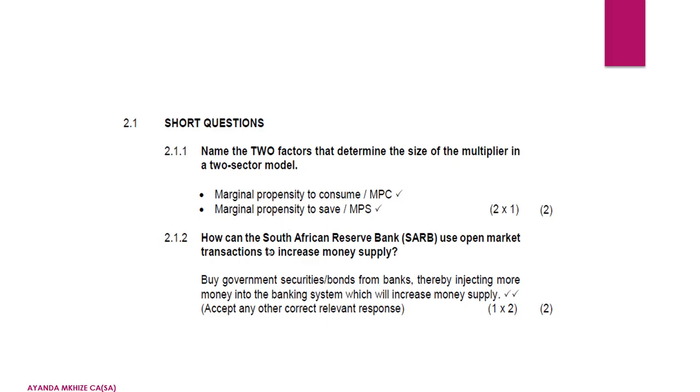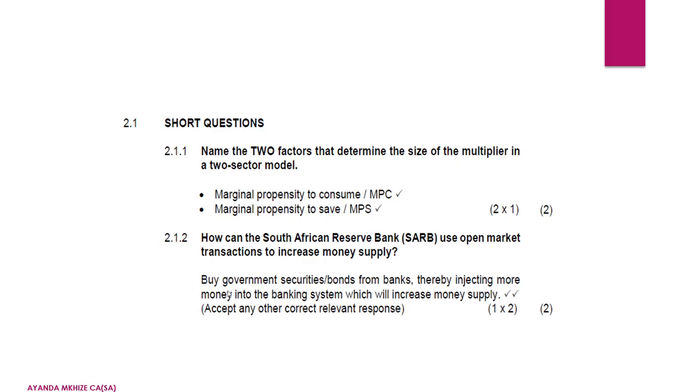Question number 2 was, how can the South African Reserve Bank use open market transactions to increase the money supply? How can SARB increase the money supply in the market? I've explained that the way they can increase the money supply is that they buy government bonds and securities from the banks. Therefore, the banks have more money that they can lend to the public. In that way, they'll be able to increase the money supply.